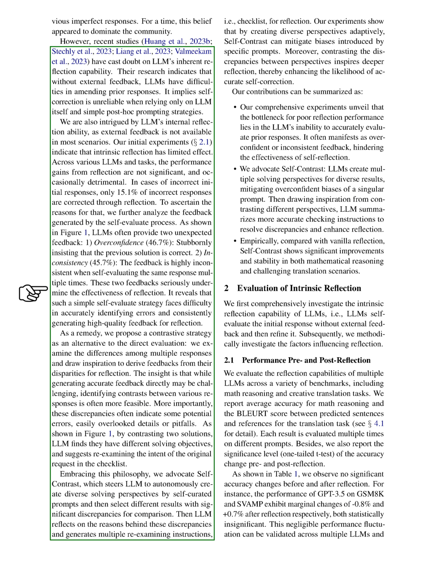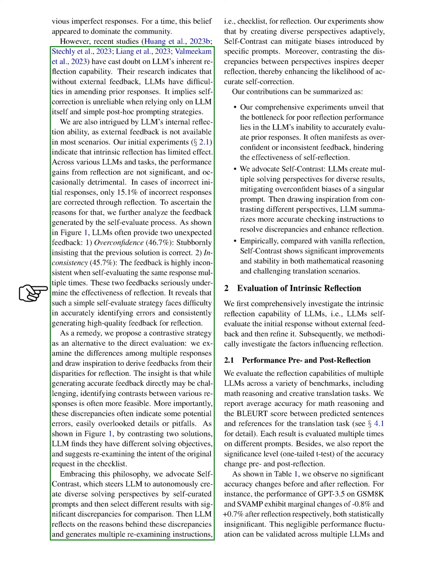However, recent studies have questioned the effectiveness of this strategy, suggesting that without external feedback, LLMs struggle to correct their previous responses. This implies that self-correction is unreliable when relying solely on the LLM itself and simple post hoc prompting strategies. In our initial experiments, we found that self-reflection within the LLMs had limited impact. In fact, only 15.1% of incorrect responses were corrected through reflection.